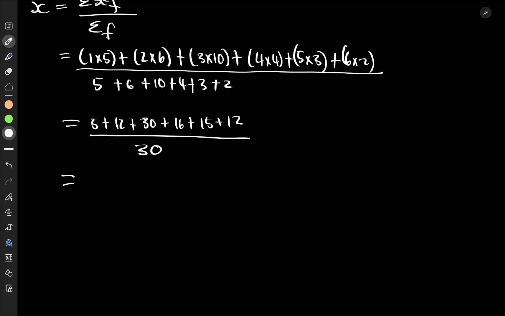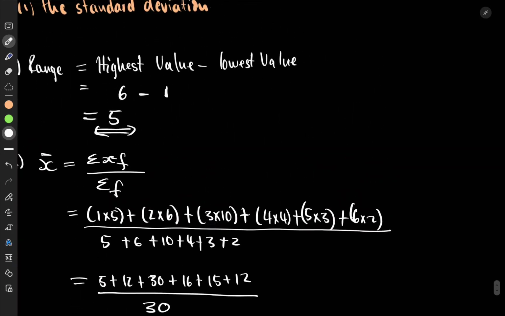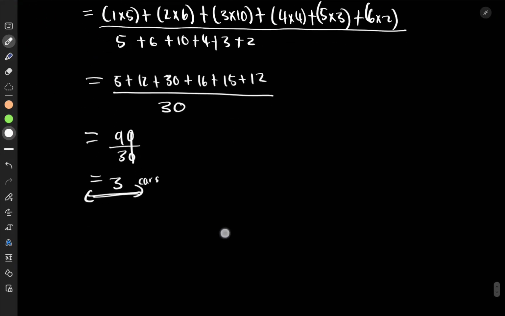It's 90. So it'll be 90 over 30, which means our mean is going to be, cancelling, 3 into 9, 3. So our mean is 3 cars. So this is our mean, 3 cars. That's our X bar, 3 cars per family. Now let's go to the last bit, which is the standard deviation.